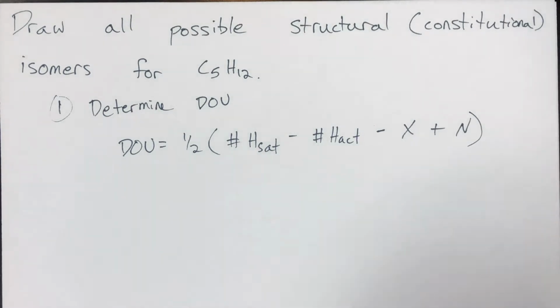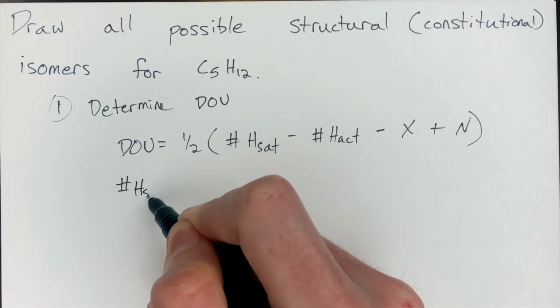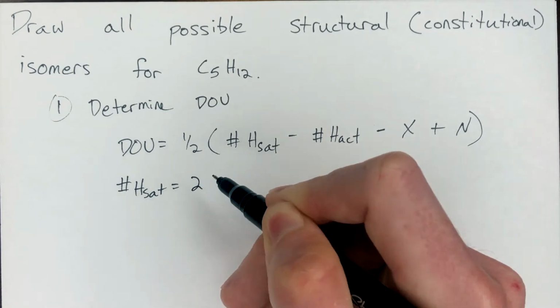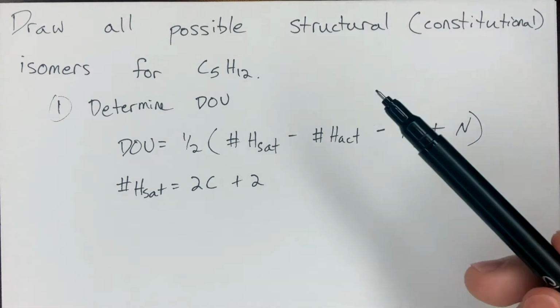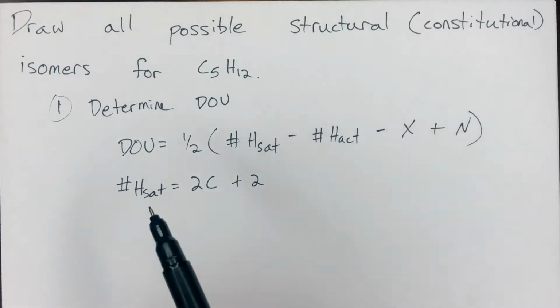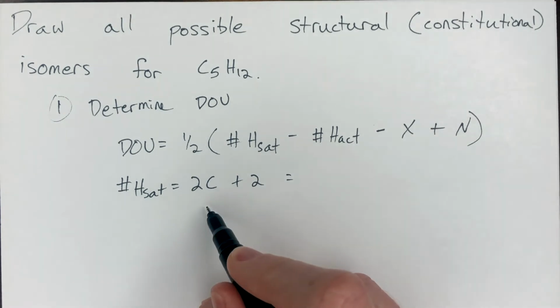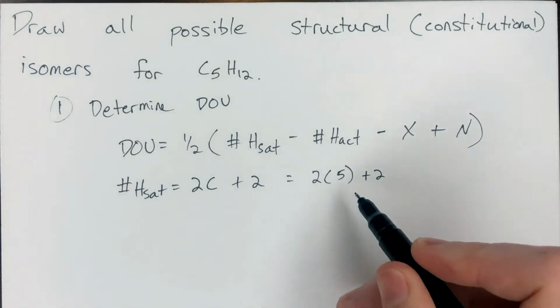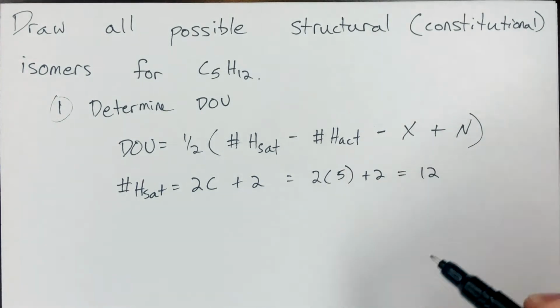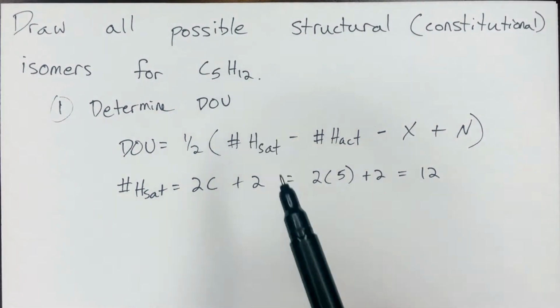Okay, so now the question is, how do we determine the number of hydrogens when fully saturated? That formula is defined as follows. It is 2 times the number of carbons plus 2. So for our specific example, we have C5H12. To determine the degrees of unsaturation, we need to first determine the number of hydrogens that would be present if it was saturated. So we plug in 5 for C here, so it would be 2 times 5 plus 2. 2 times 5 is 10, plus 2 is 12. So a fully saturated hydrocarbon with 5 carbons would have 12 hydrogens. That's exactly what we have present here.